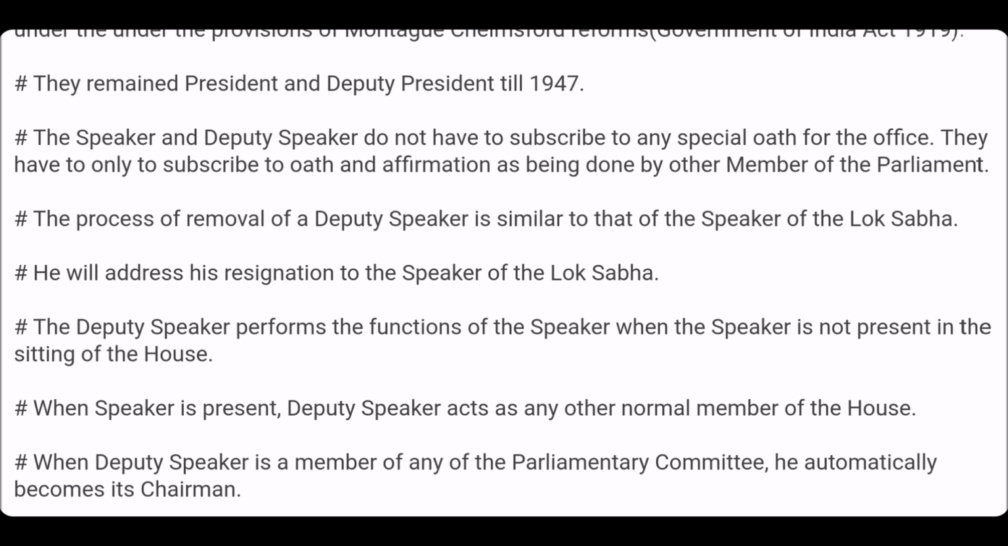in case he himself wants to resign from the Deputy Speaker position. Deputy Speaker performs the functions of the Speaker when the Speaker is not present in the sitting of a house. Obviously, this is his purpose. When the Speaker is present, Deputy Speaker acts as any other normal member of the house.